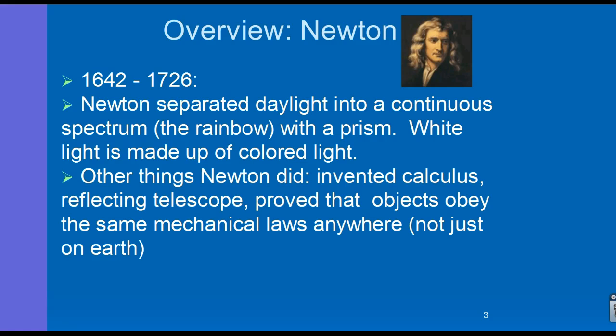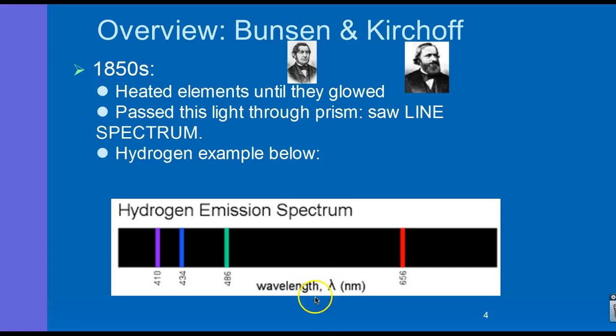So the overview: Newton separated light into a continuous spectrum, which is like the rainbow. It's like light going through a prism. White light is made up of colored light, and when you split it, it looks like a rainbow and the colors are touching one another.